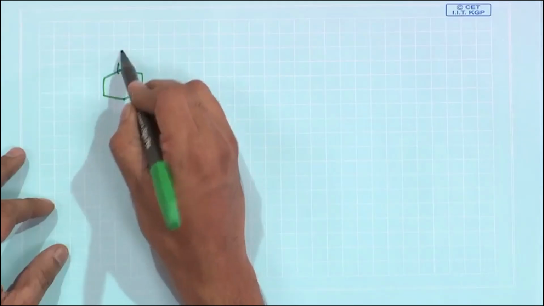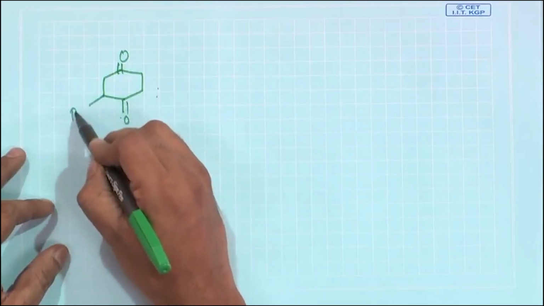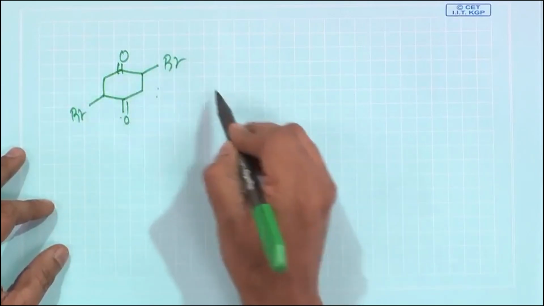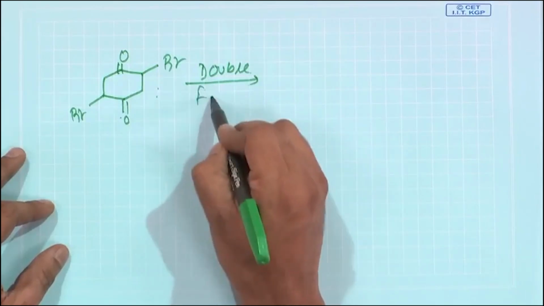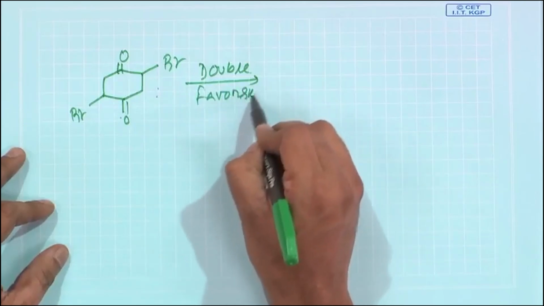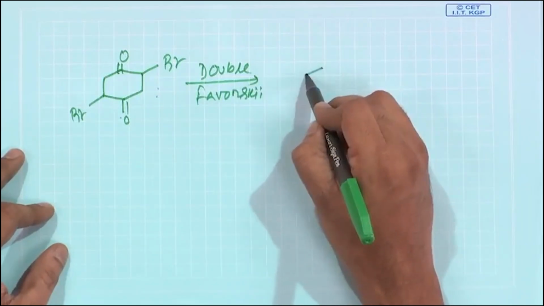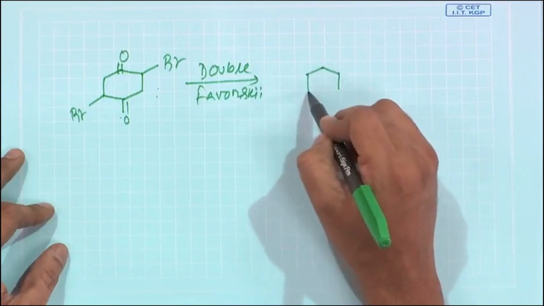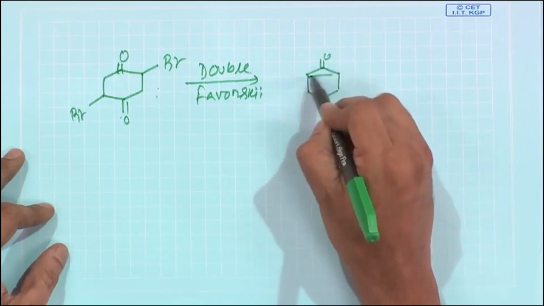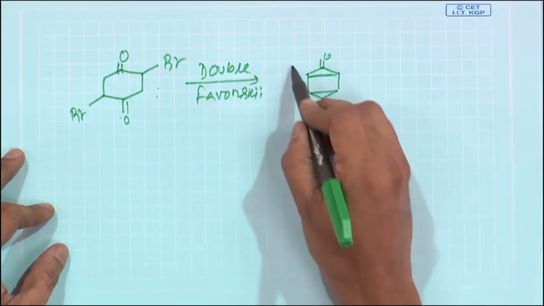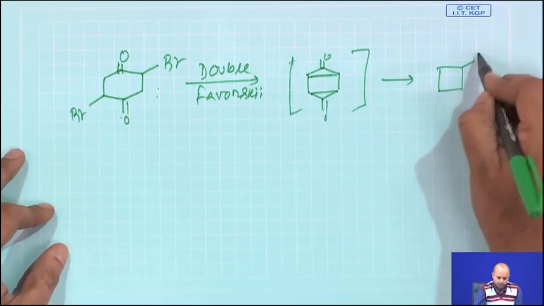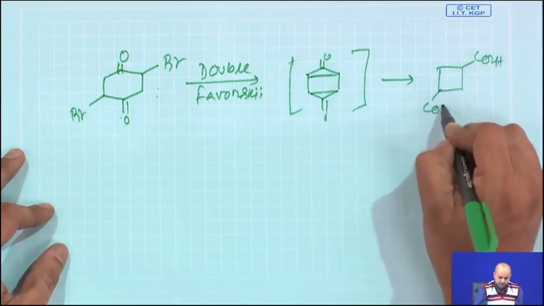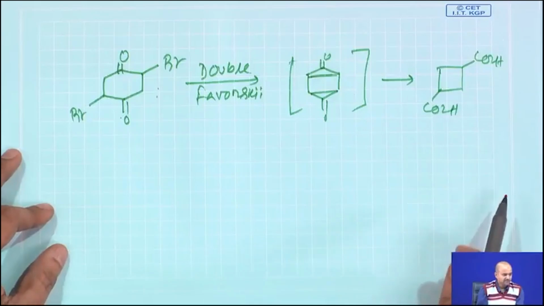Now, I am saying that probably if you have this intermediate, you do a double Favorsky reaction. The Favorsky reaction was explained to you, right. Then through the intermediate you will basically get this, right, and then this intermediate will collapse, and you will get this cyclobutane. So, this was the key reaction used by Professor Mehta in his design.